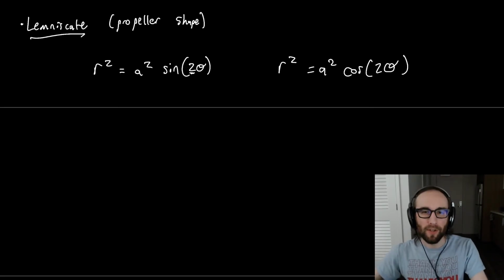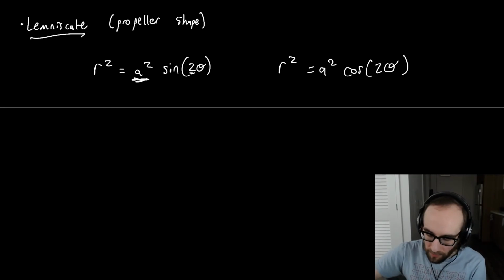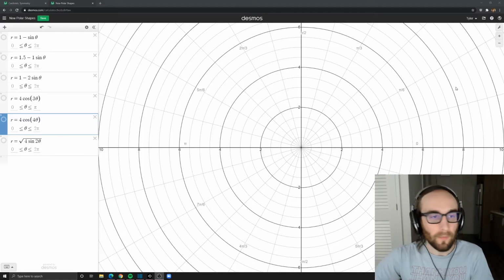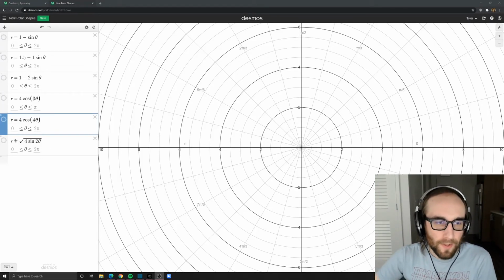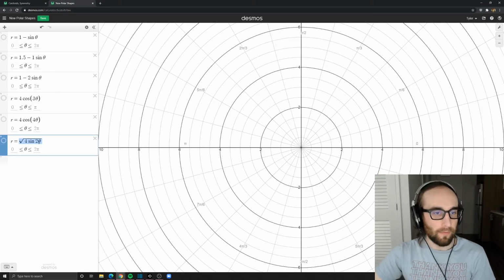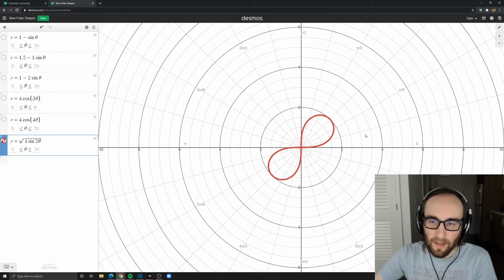Let's take a look at these equations on Desmos. Because we have a squared in front here, we know this is going to be a positive number in front. Okay, so Desmos doesn't like the r squared, so I did r equals the square root of 4 sine 2 theta. And this actually gives us the plus or minus in this case. Here you can see we have this propeller shape, so kind of like 2 petals for a rose.